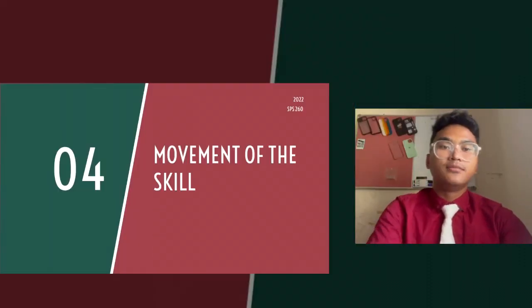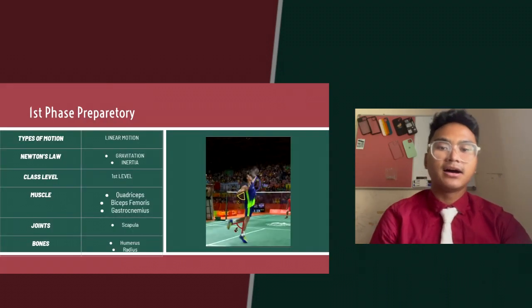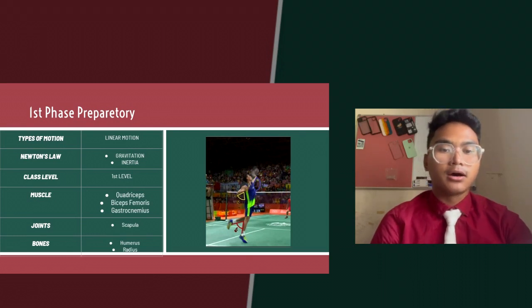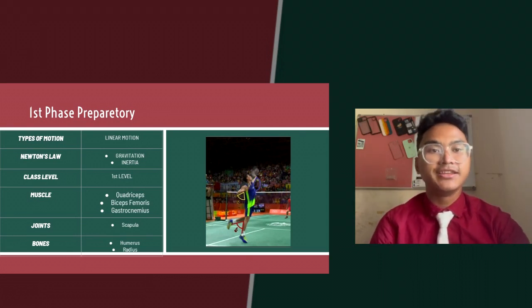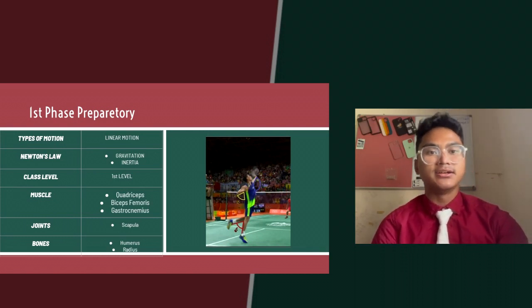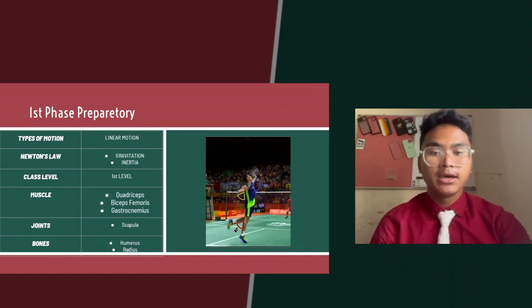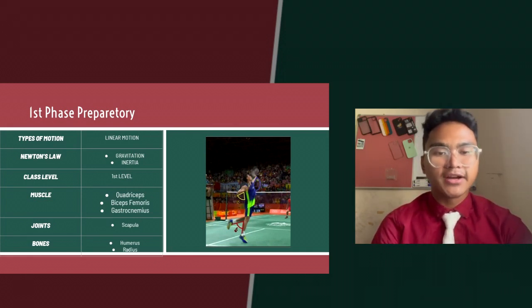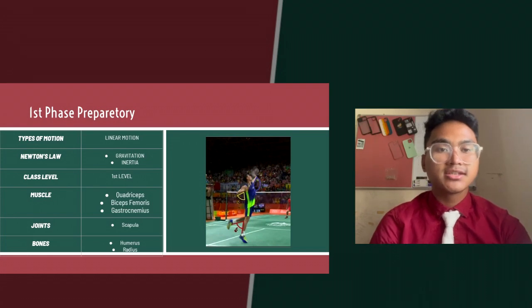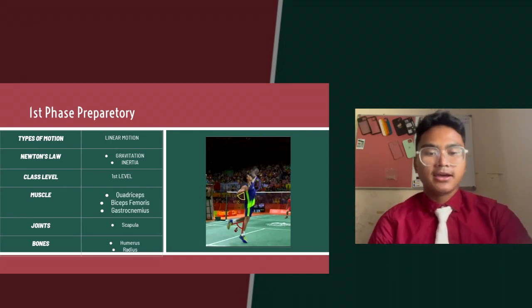Okay, right now is the movement of the skill. For the first phase, preparatory, the type of motion is linear motion. Newton's law is gravitation and inertia. And then the class level is the first level, the starting level for the jump smash. The muscles that we use are quadriceps, biceps femoris, gastrocnemius, and for the joint we use the scapula, and the last is the bones. We use the humerus and radius.